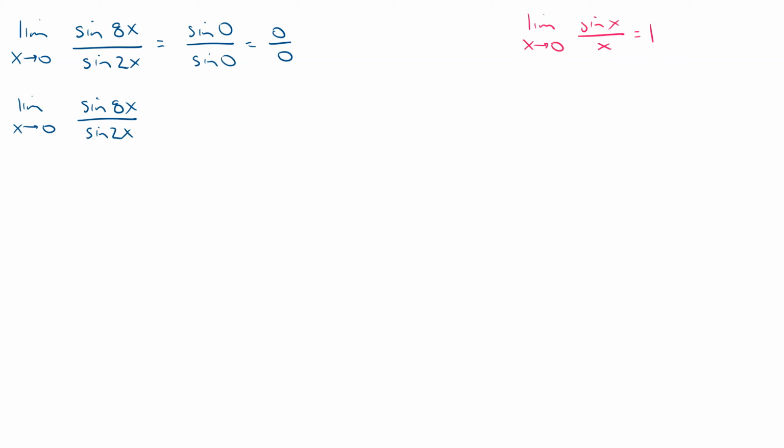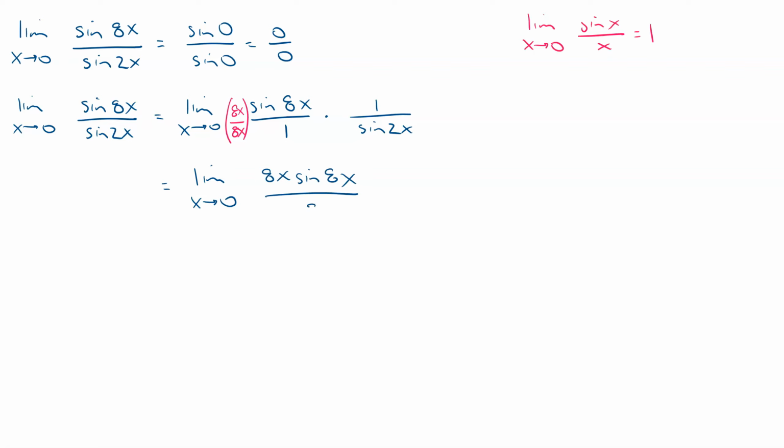The easiest way to attack this problem is to separate the top and bottom of the limit. So we have the limit as x goes to 0 of sine 8x over 1 times 1 over sine 2x. Then if we multiply the first term by 8x over 8x, that will give us the limit as x goes to 0 of sine 8x over 8x times 8x. And you can see the limit property right there.